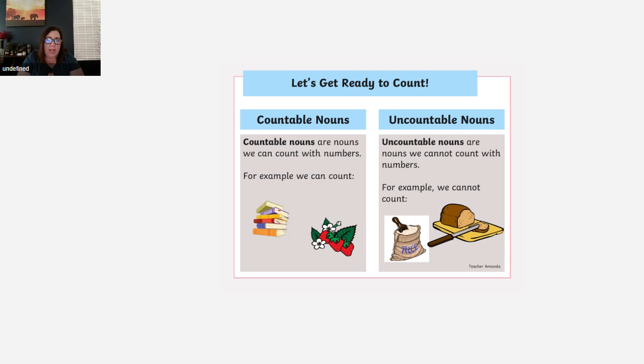So, the next one is: Amanda, I'm not getting the whole countable versus uncountable nouns, and when to use how much or how many, and how is it all related. So, let's get into it. Great question. So, first of all, remember a noun is a person, place, or thing.